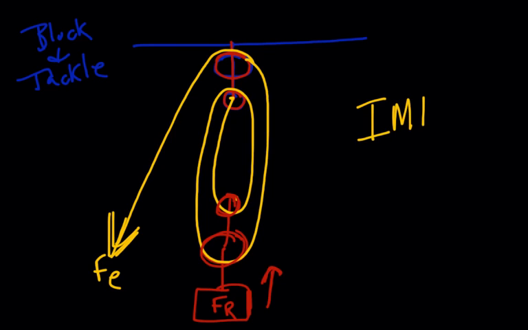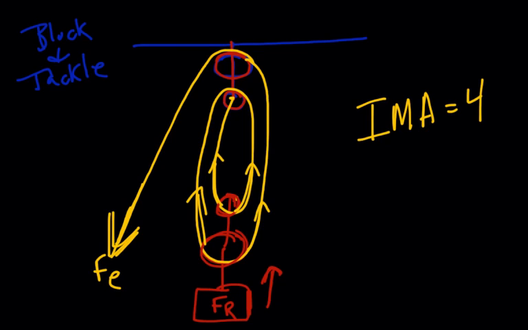And if you remember, it's the number of supporting ropes. So there's a supporting rope, there's one, and there's one. This rope here is not a supporting rope. It's opposite the direction the resistance force is going, so that would not count. You need all the ropes that would be going against the resistance force. And so that would be 4. Ideal mechanical advantage would be 4.